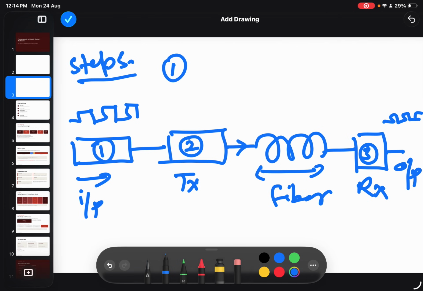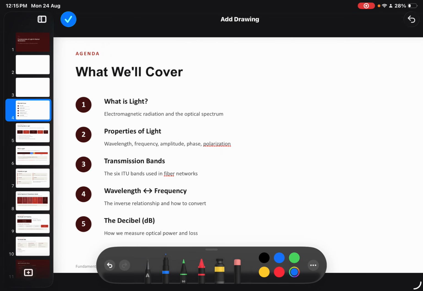Now your transmitter can be your laser modulator. Then in the receiver section, this can be your photodetector. So in the later part of the video I will discuss this. Now let's come to the agenda that I have set for this particular video. In this we will discuss what basically is light.